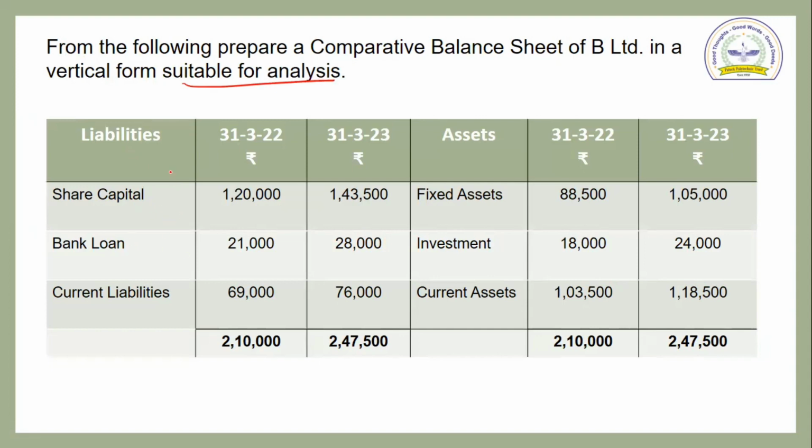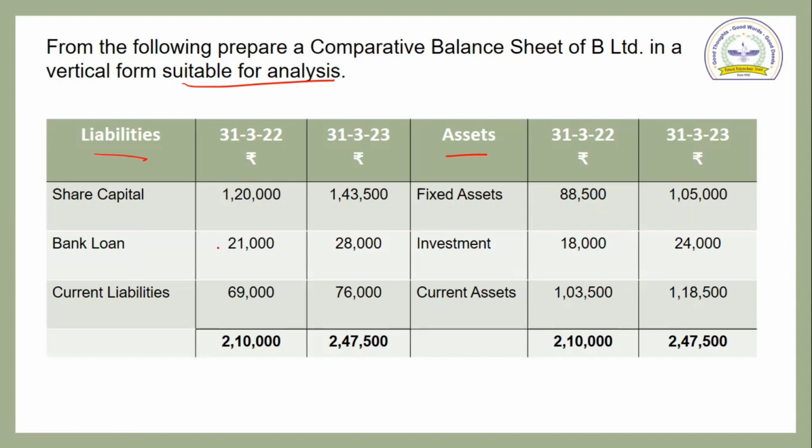Look here, this is a question. Liability part is given here. Liabilities 31st 3/22, 31st 3/23. Assets is also given, 31st 3/22 and 31st 3/23. Now look here, students. Share capital is given 1,20,000, 1,43,500. Bank loan is given 21,000, 28,000. Current liability is also given 69,000, 76,000. If you look at the assets, fixed assets is given 88,500, 1,05,000, investment 18,000, 24,000. Current asset is also given 1,03,500 and 1,18,500, students.